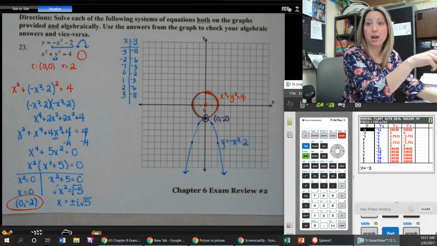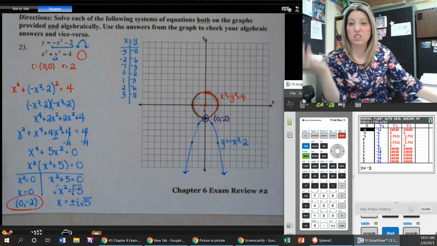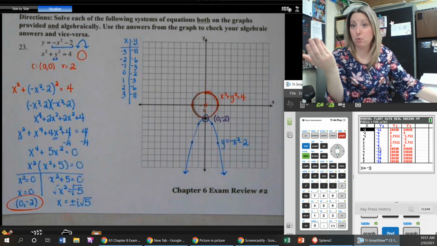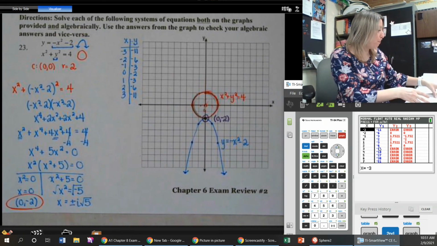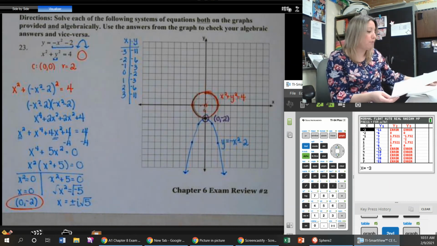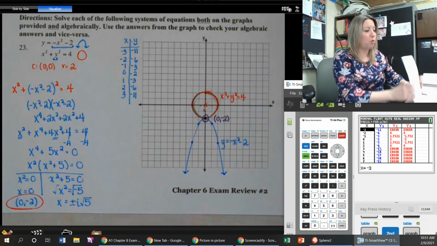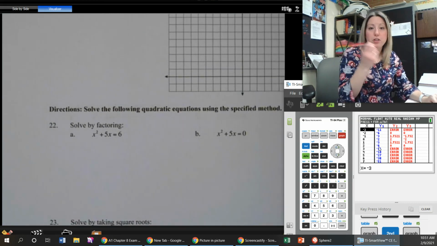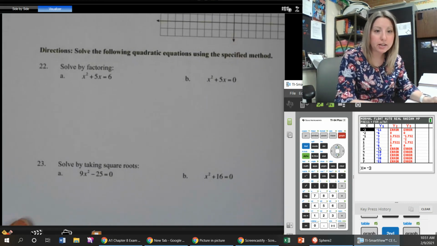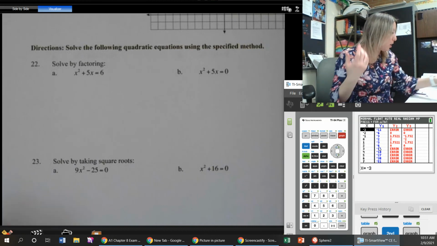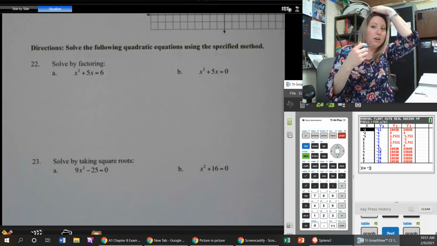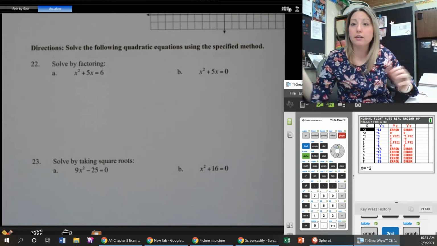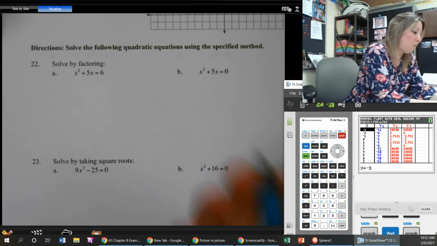That's the match, a circle and a parabola, because that's what I really need to see, to be quite honest with you. So I won't even bother doing number 24 in front of you, but what I am going to do very quickly is each one of these, one by factoring, one by taking square roots, one by completing the square, one by quadratic formula, because there's one of these on the test as well. Okay, one of each of these.